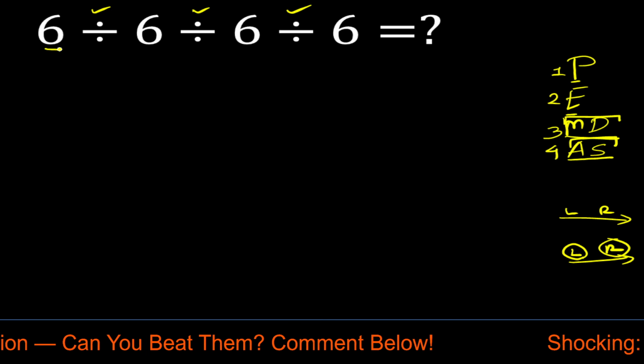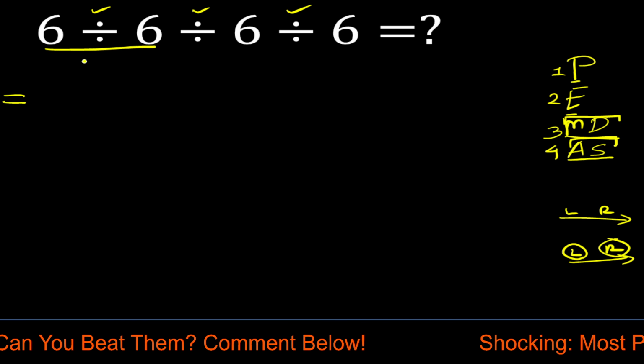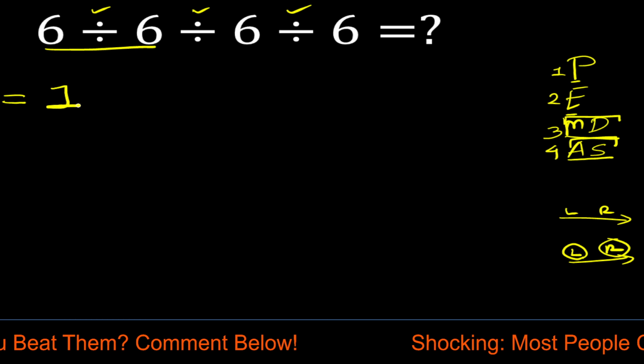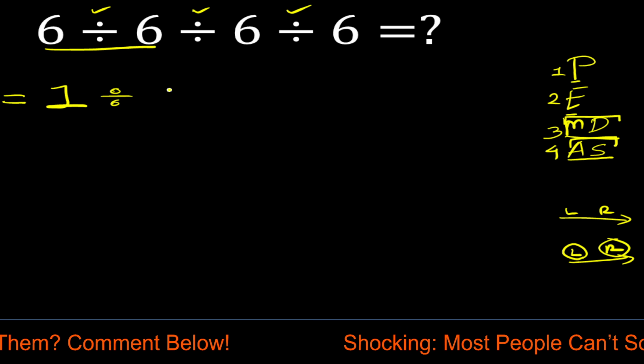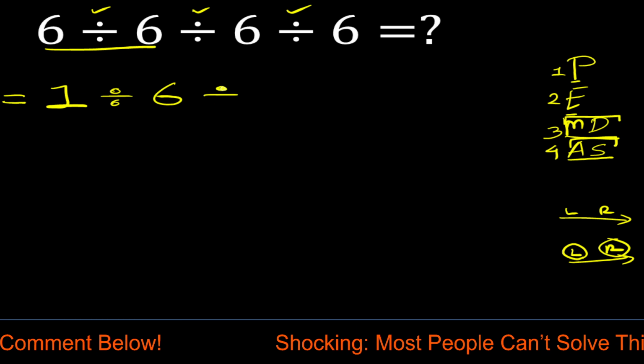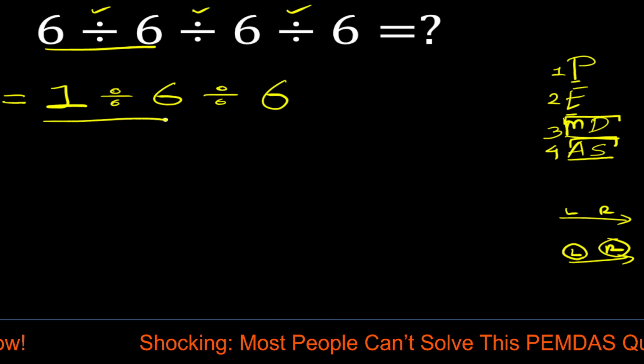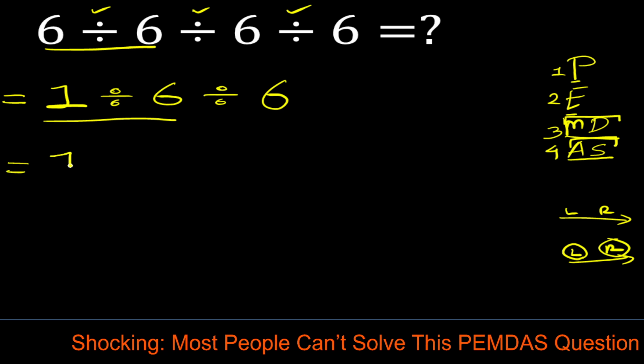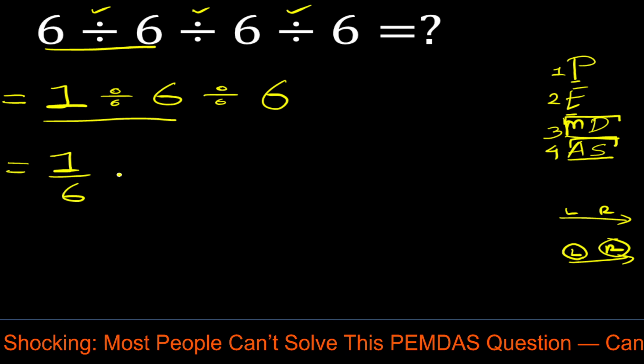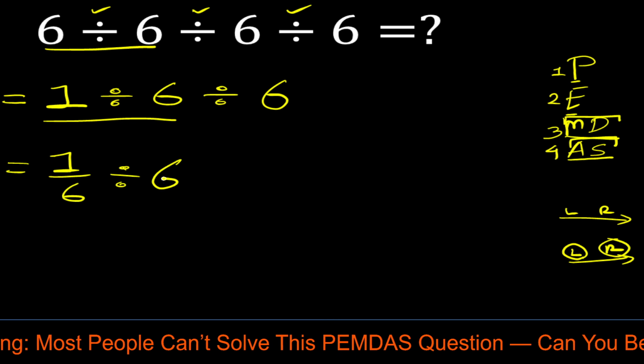So first we have to solve this division, right? So now 6 divided by 6 is equal to 1, divided by 6, divided by 6, right? Now 1 divided by 6 can be written as 1 upon 6, divided by 6.